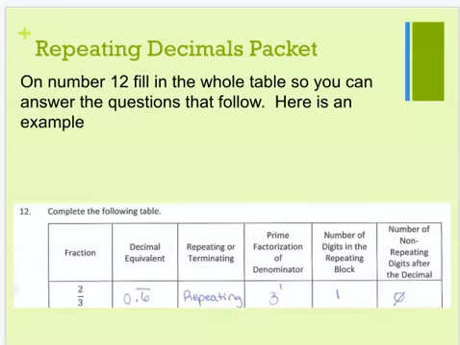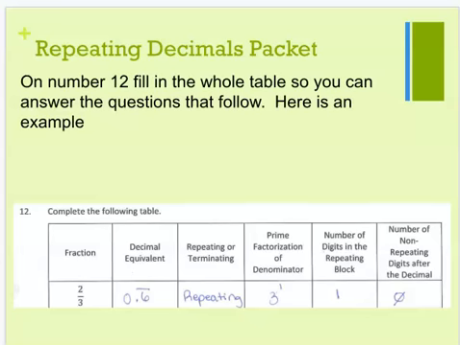Okay, on number 12, you should be sure to fill in the whole table so you can answer the questions that follow. Here's an example of the first line done. So 2/3 as a decimal equivalent is a 6 in the 10th spot repeating, you write down that it's a repeating decimal. If you do the prime factorization of the denominator, well, it's already a 3. So it's just 3 or 3 to the first power. There's only one digit that repeats, it's the 6, and there's no non-repeating digits after the decimal.